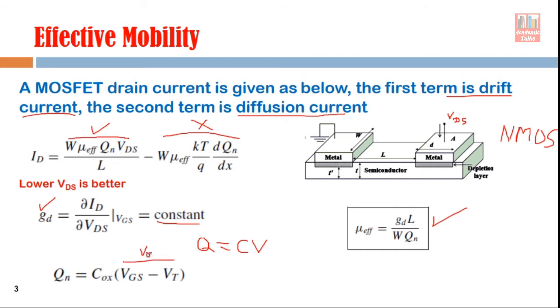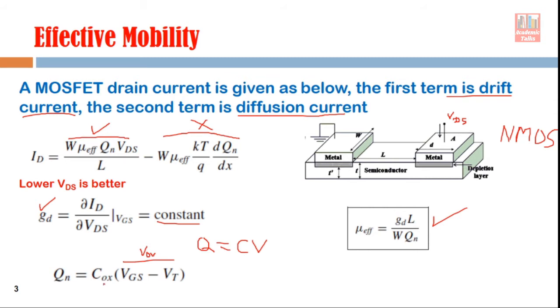So overdrive voltage means whatever voltage higher than the threshold voltage is applied to this gate terminal, that will contribute to the free electrons in the channel, right? So VGS minus VT, instead of simple V, is going to play an important role. And this capacitive component, which should be there in this equation, is replaced by Cox, the oxide capacitance.